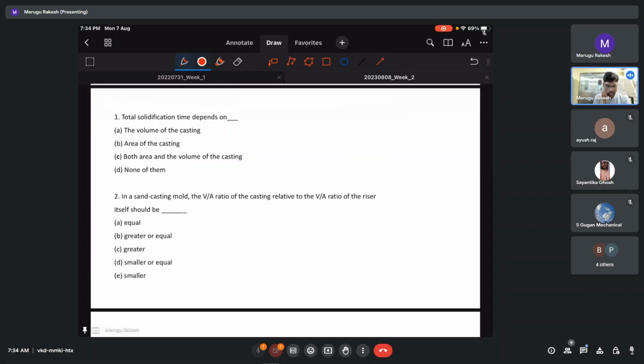Okay, let us see. In the first question, they're asking what the total solidification time depends on. You already know the formula, right? It depends on the volume of the casting, the area of the casting, or both area and volume of the casting. Yes, option C will be the correct answer, right? Because if you remember the solidification time, it is C times (V divided by the area) whole square. Of course, it is surface area.